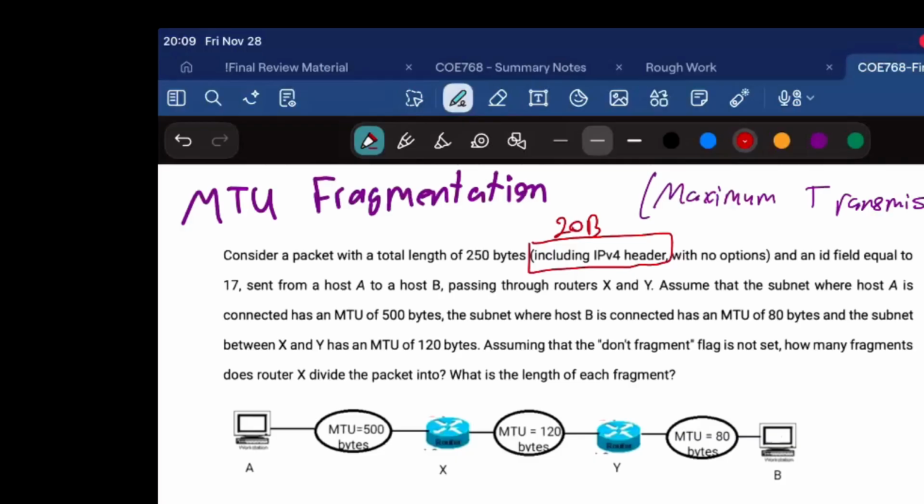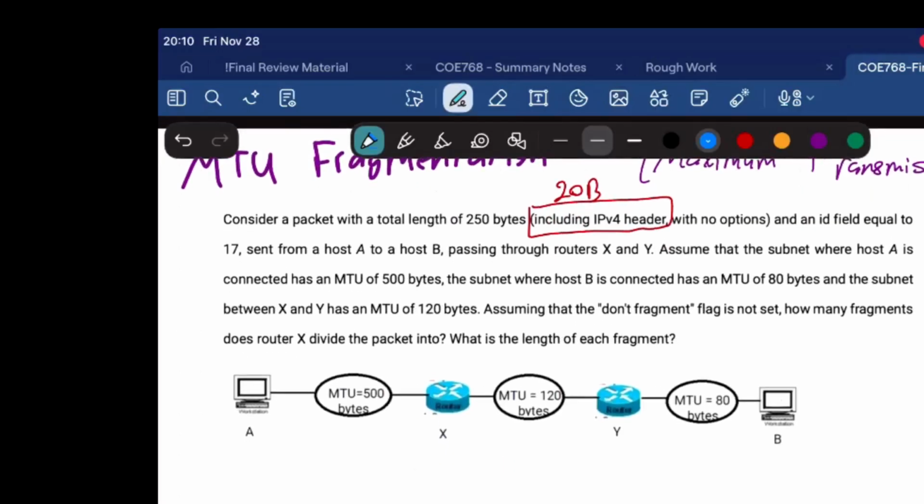So this packet is being sent from host A to host B, and it passes through routers X and Y. Assume that the subnet where host A is has an MTU of 500 bytes. The subnet where host B is connected has an MTU of 80 bytes, and the subnet that connects the routers X and Y has an MTU of 120 bytes. Assuming that the don't fragment flag is not set, how many fragments does X divide the packet into? So X divides the packet before transmitting out into Y.